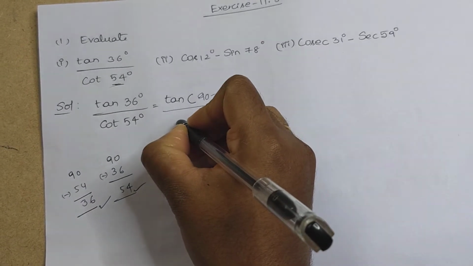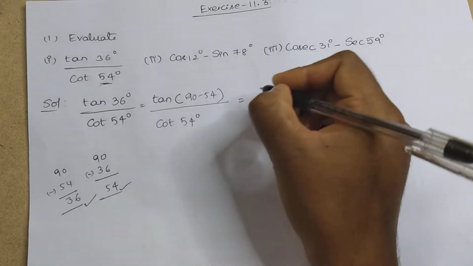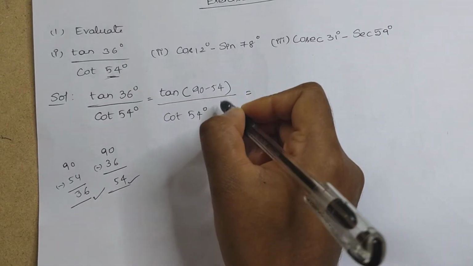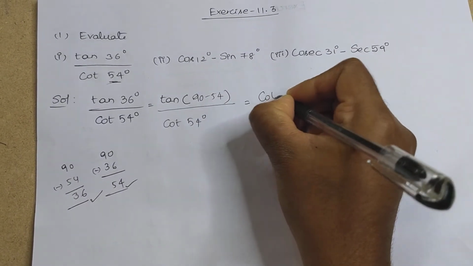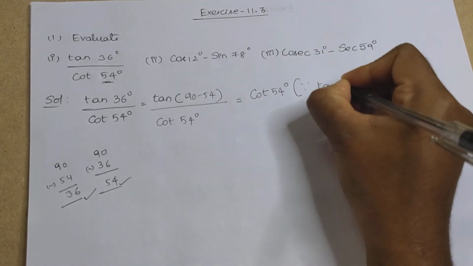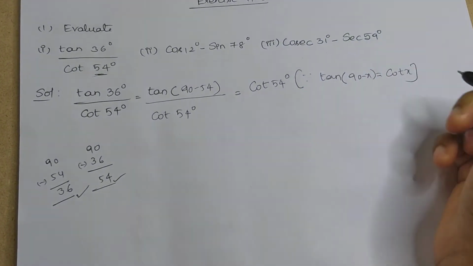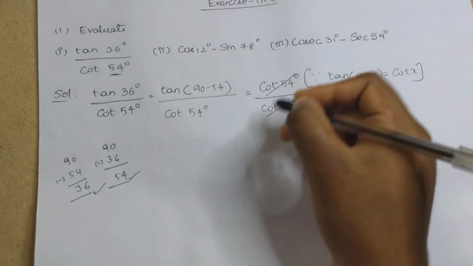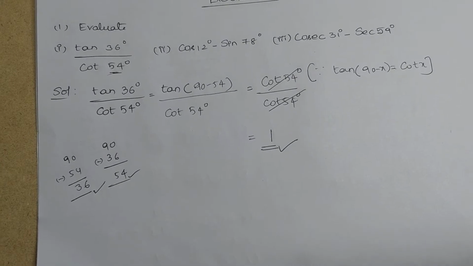So tan of 90 minus 54, I am writing the denominator same, by cot 54 equals to. When you see here, tan of 90 minus x can be written as what? It can be written as cot x. Here what will I do? I will write it as cot 54, in brackets, since tan of 90 minus x equals cot x, divided by cot 54. Cot 54 will be cancelled off, whatever the value you will get. So the answer will be 1 for sub question 1.